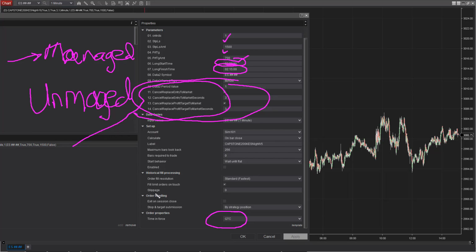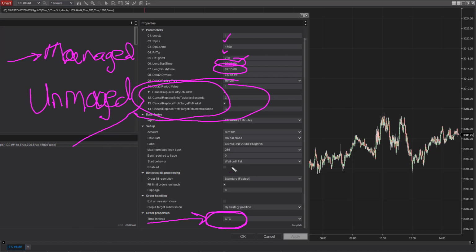But when you have a swing trade strategy, you need to use good till cancels. I was using day orders on my back test, and I didn't know why it wasn't back testing properly, and it was something simple like this. I had forgotten to change this to good till cancel. Good till cancel, GTC, means it's good till canceled. Day order means that your order will be canceled at the end of the day.